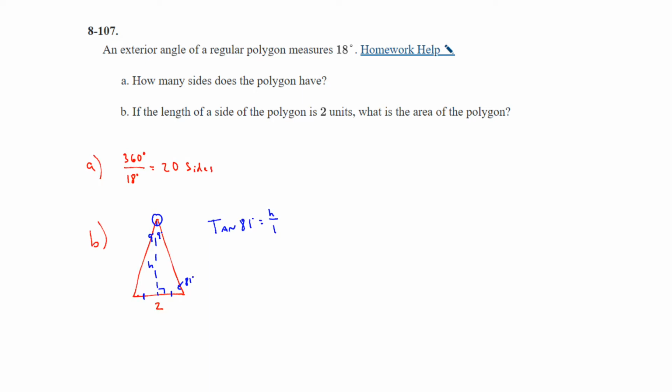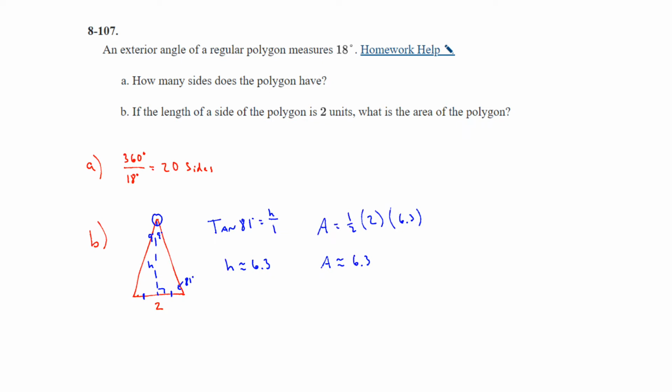So on this one, h is equal to tangent of 81 degrees. Just make sure your calculator is in degrees, and you're going to get the height is approximately 6.3 units. So now we have the height and the base, so we should be able to find the area of this triangle. That's 1/2 times the base times the height, which we found approximately to be 6.3.